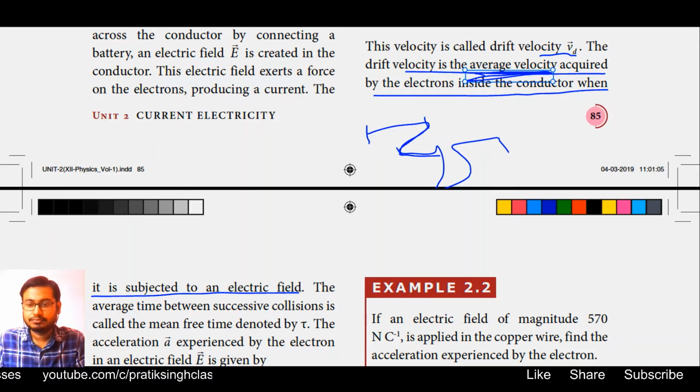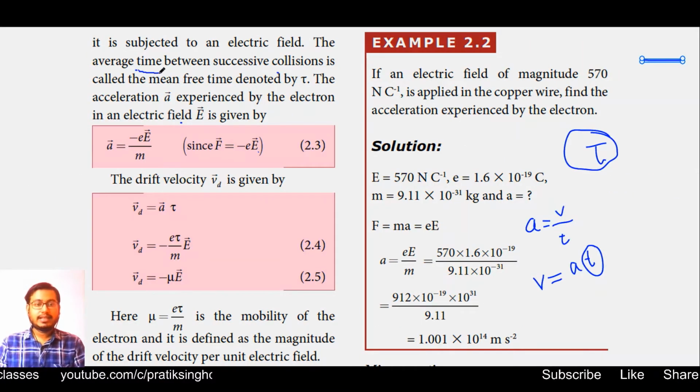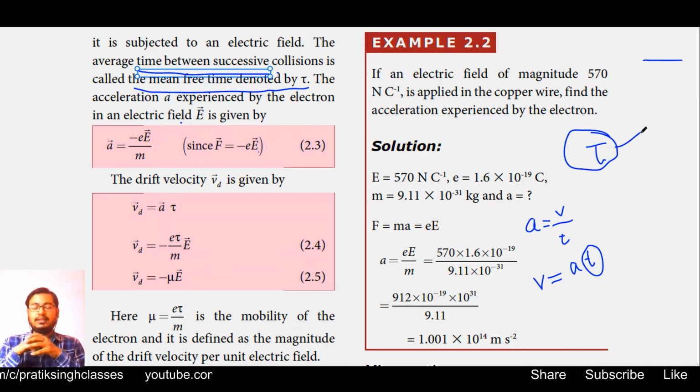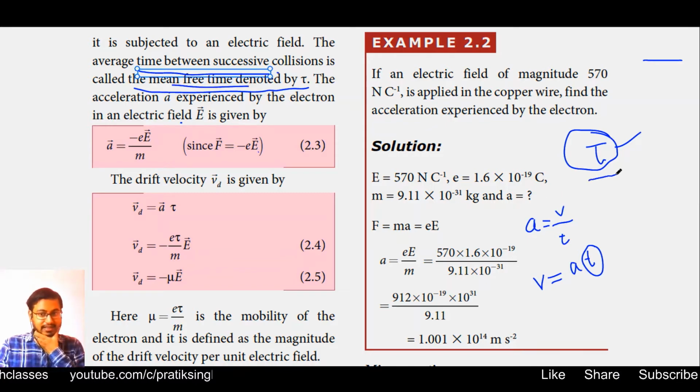Moving further. The average time between successive collisions is called the mean free time, denoted by tau. That means if the negative charge has gone through 10 successive collisions, in the first collision it has taken time t1, in the second collision time t2, and so on. Find the average of all the times taken, and that average is called the mean free time, denoted by the symbol tau.